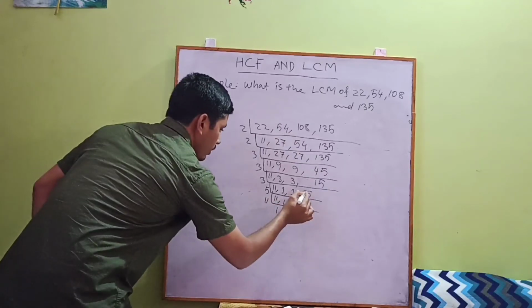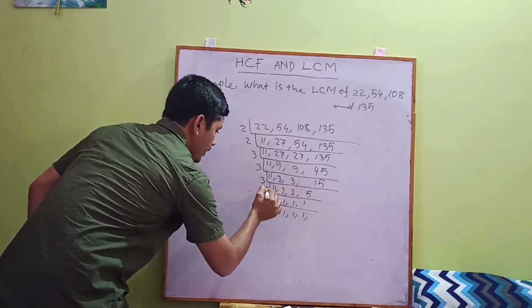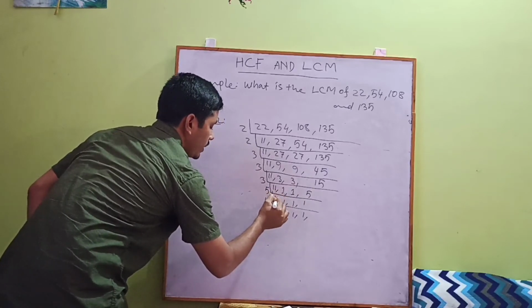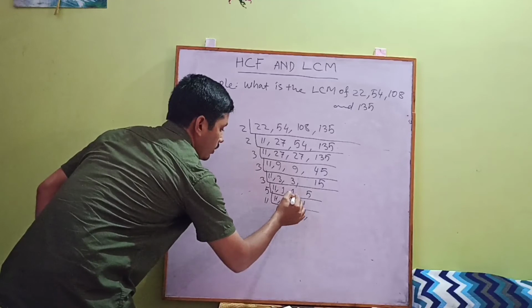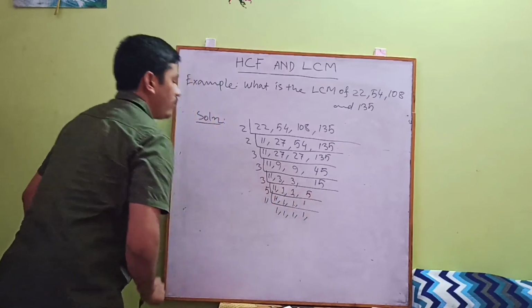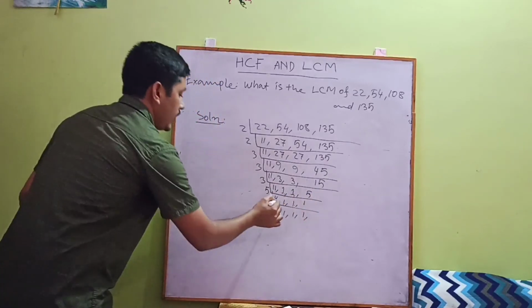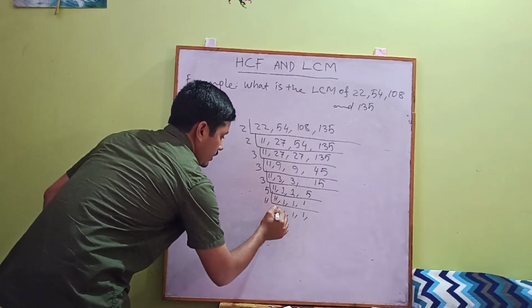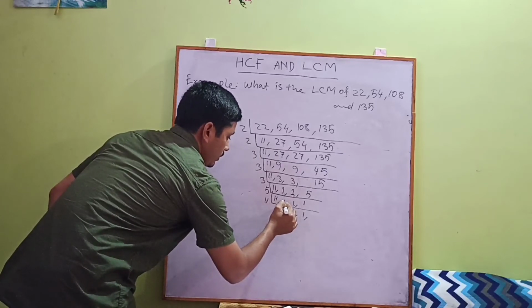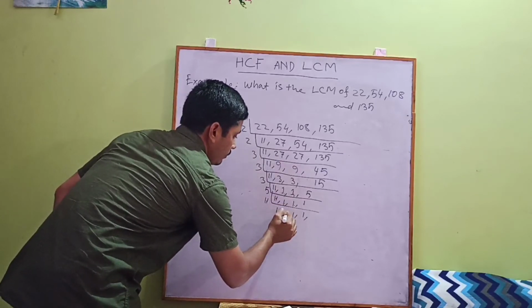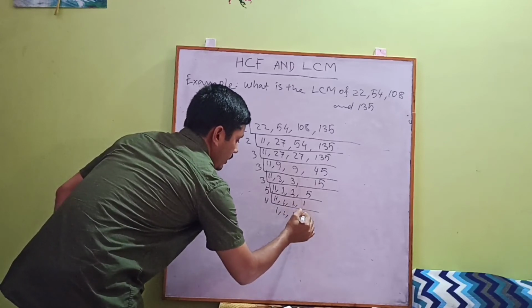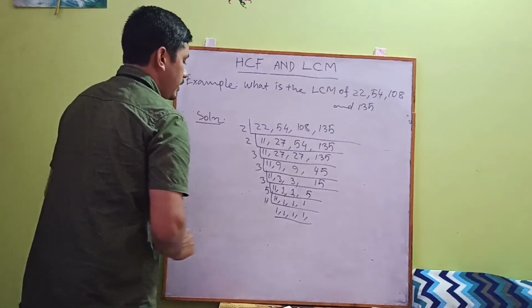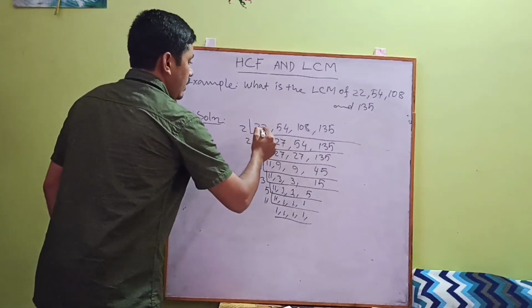Now 5 is divisible by 5. That's why we need to write 5 here. 11 is not divisible by 5, we need to write 11 here. Now 5 ones are 5, we need to write 1 here. Now 11 is divisible by 11. We need to write 11 here. 11 ones are 11. Now this one we need to write here, this one here, this one here. We get a line of ones. It is finished. Now look how we find the LCM of these numbers.